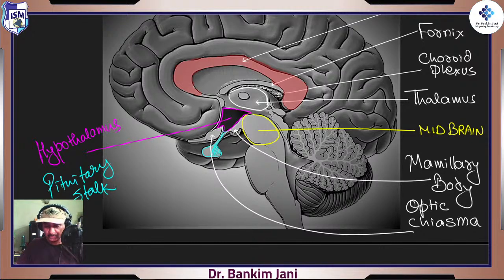Okay, so optic chiasma, mammillary body, midbrain, these are the areas which you should know about the hypothalamus. Now let's start with, yeah, pituitary stalk. It is this. That's the pituitary stalk.